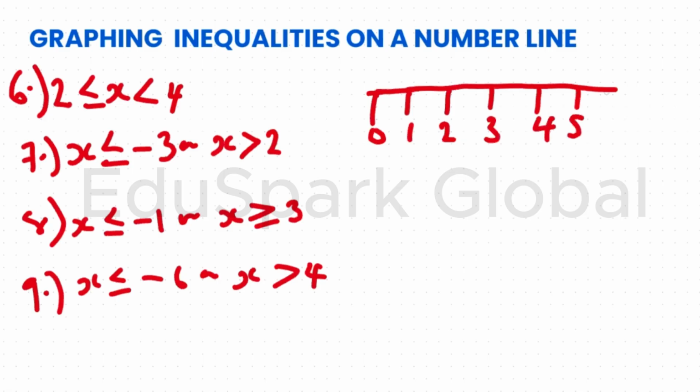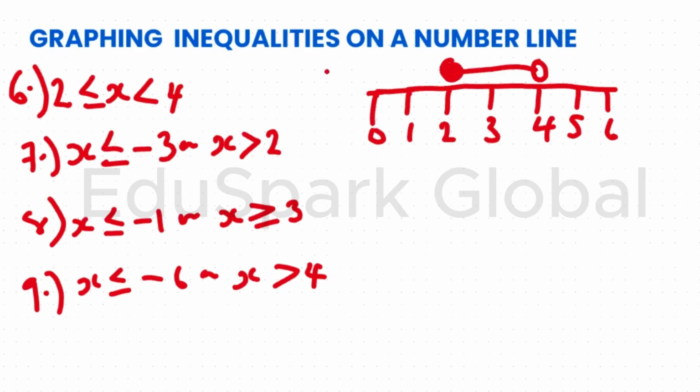So it says 2 is less than or equal to x. So we start from 2. We are going to shade because it is less than or equal to, and x is less than 4. So we put it on 4, then we draw the line together. That is for question number 6.